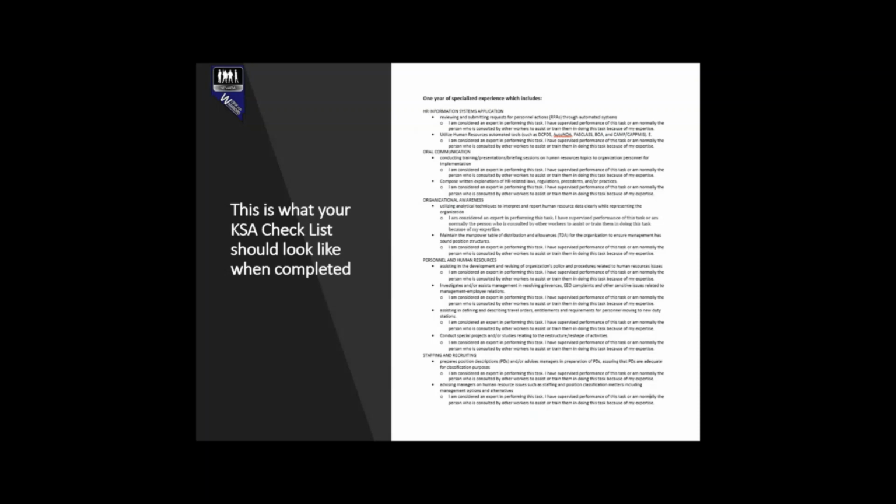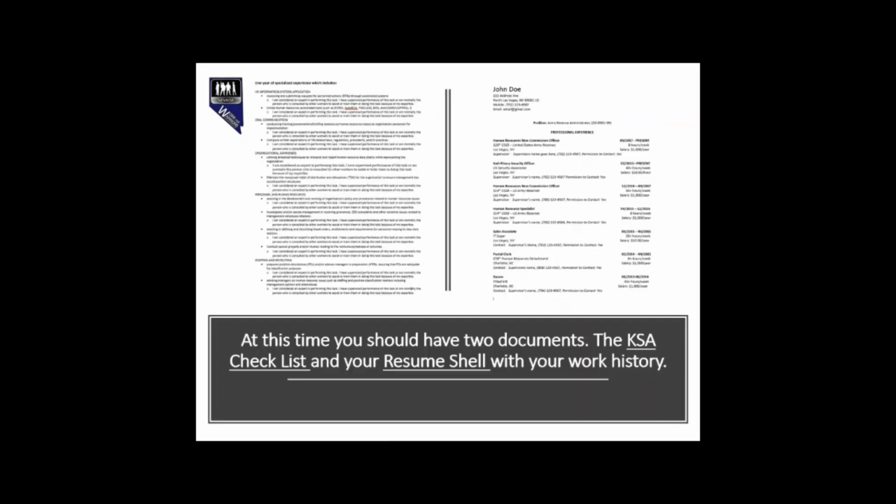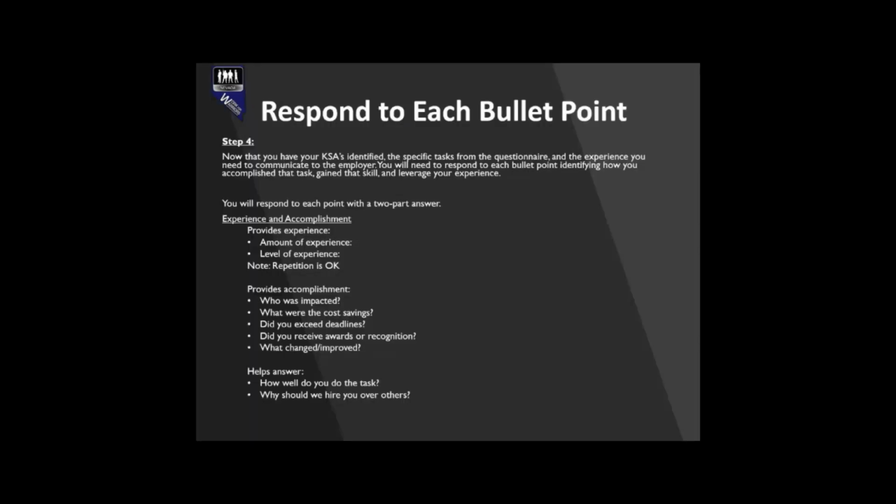So now that we have our checklist and what information we need to put on there, we need to transpose it over to our resume shell. So at this point, you should have 2 documents, a KSA checklist and a resume shell. So what we're going to end up doing is that for each and every single job, we're going to answer every single bullet point for each one of those KSAs, and we're going to categorize it under those KSAs for each and every single job on your work history.